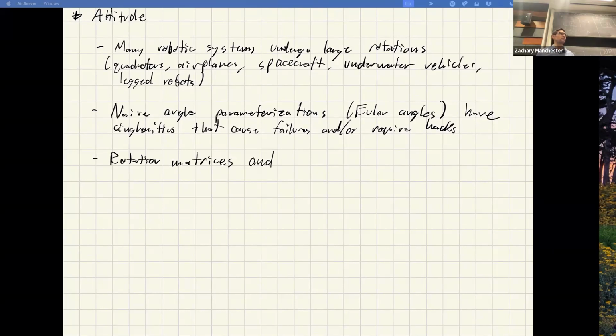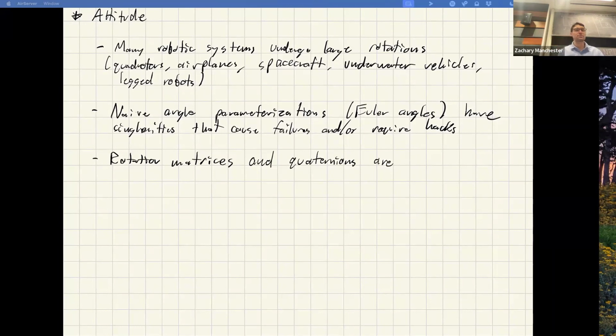Who's played with quaternions here? Quick show of hands. Most of you have seen these before. Okay, great. Who feels like they understand quaternions? That's the bigger question, right? Like nobody understands these things, right? So hopefully we'll try to address some of that.